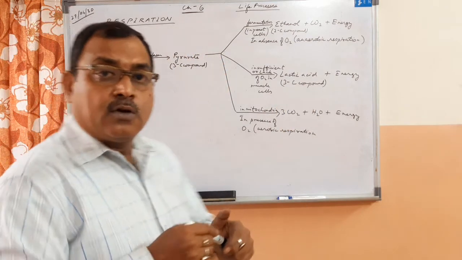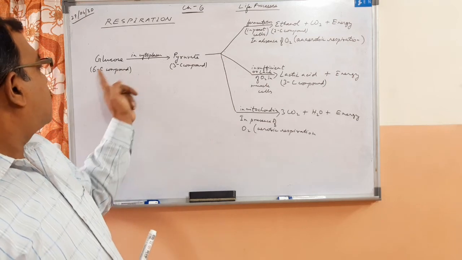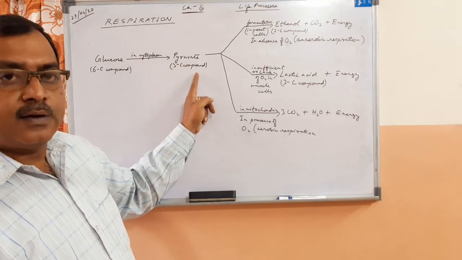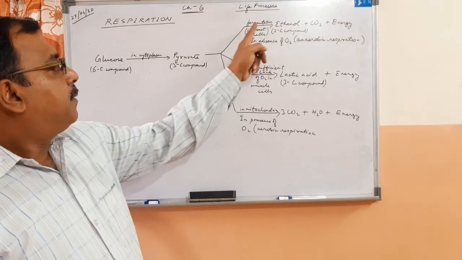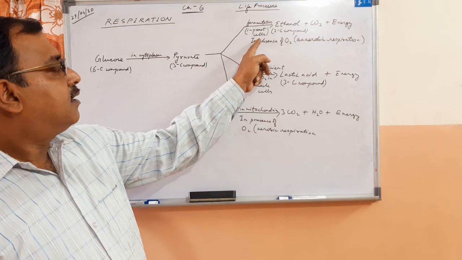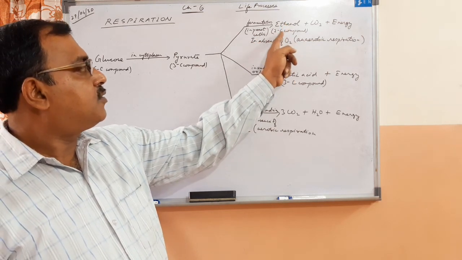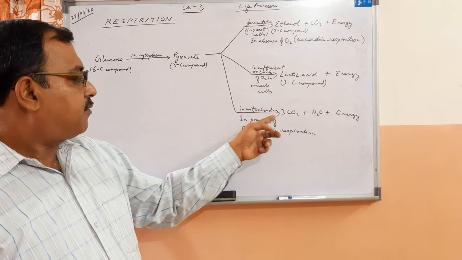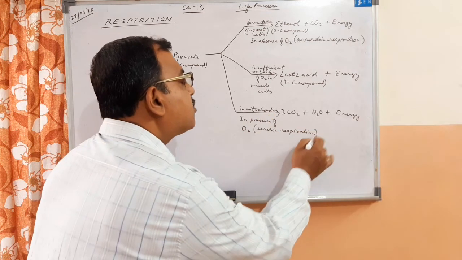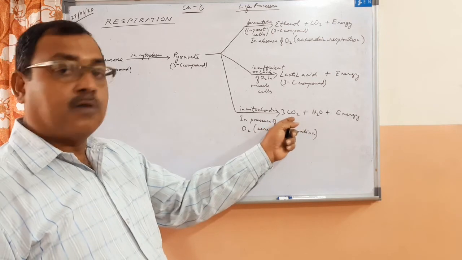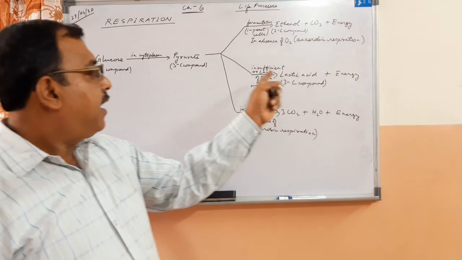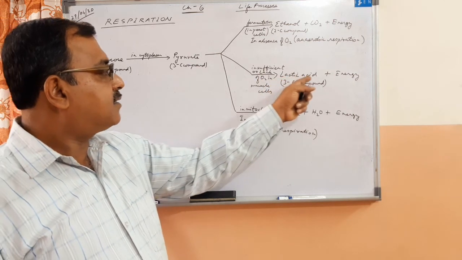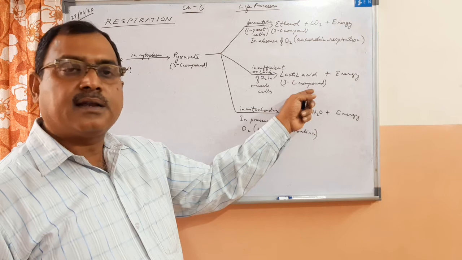Clear, children? So here you can see that glucose, which is a 6-carbon compound in the cytoplasm, gives rise to pyruvate, which is a 3-carbon compound. Then this pyruvate, by the process of fermentation, which is found in yeast cells, in absence of oxygen, produces ethanol, which is a 2-carbon compound, plus carbon dioxide plus energy. This is anaerobic respiration. In mitochondria, in presence of oxygen, it is called aerobic respiration. Here 3 molecules of carbon dioxide, water and energy are produced. And one more process is there, insufficient or lack of oxygen in muscle cells. Here lactic acid and energy is produced. This is also a 3-carbon containing compound.